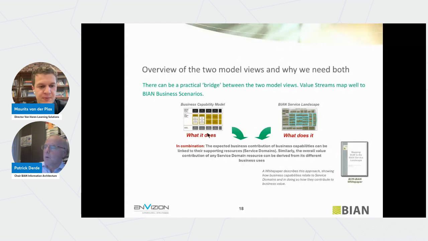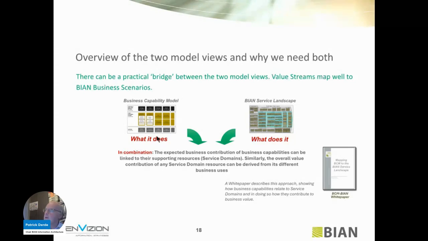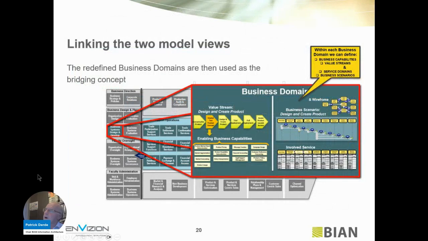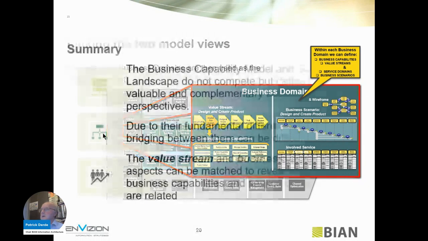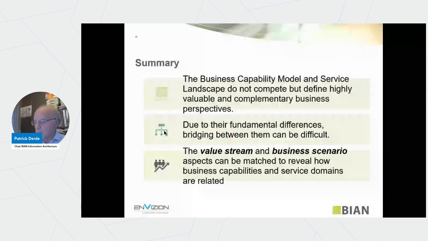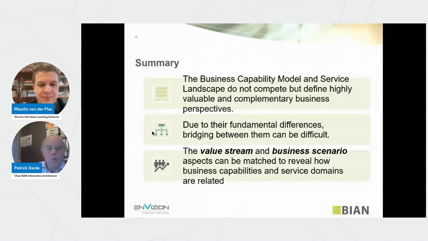So we have to make the bridge between the business capabilities and the service domain landscape. We found out that very probably the bridge is the value streams, which are actually going to define our business scenarios. These value streams are realized by business capabilities, but then we make the link to the service domains that are going to realize this very exactly. And so this is how the business capabilities and the service domain landscape are going to be companions of one another. They are two separate things, but we need both. And the value streams and the business scenarios will be the linking instrument of the two. So that's in a nutshell what I wanted to talk about.